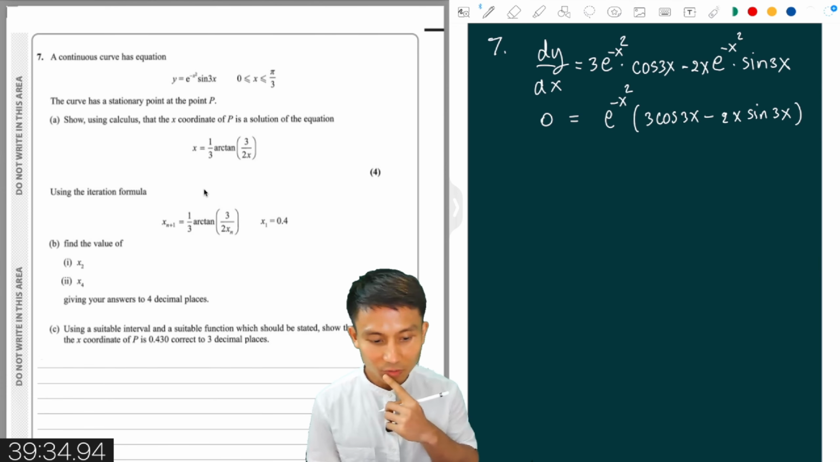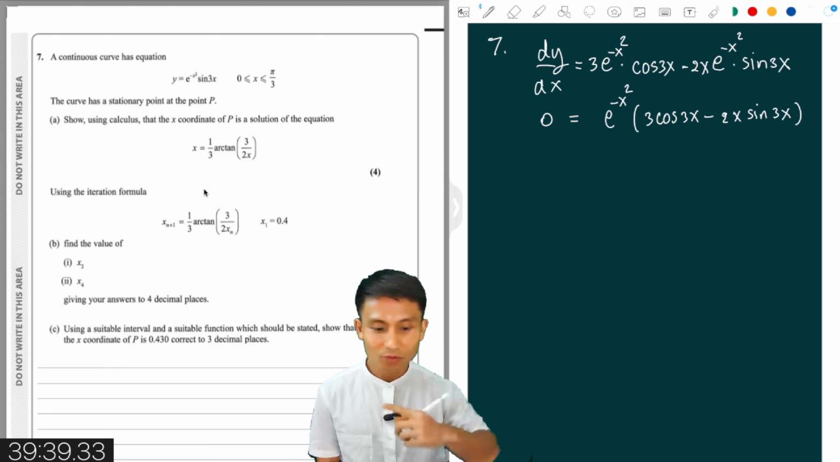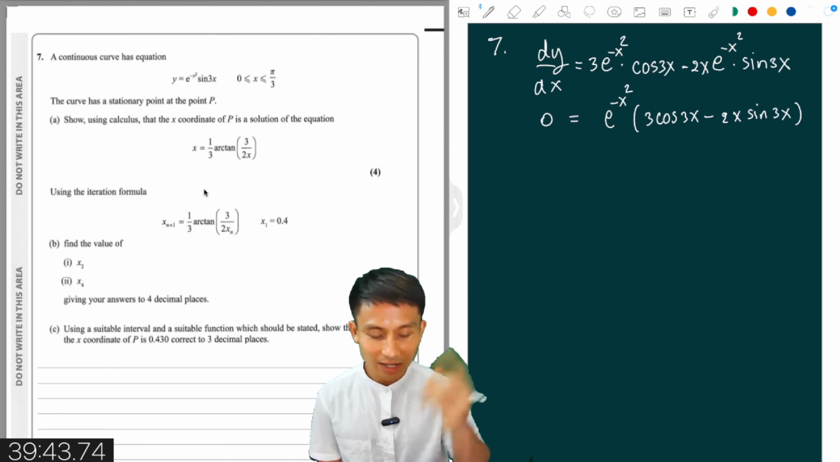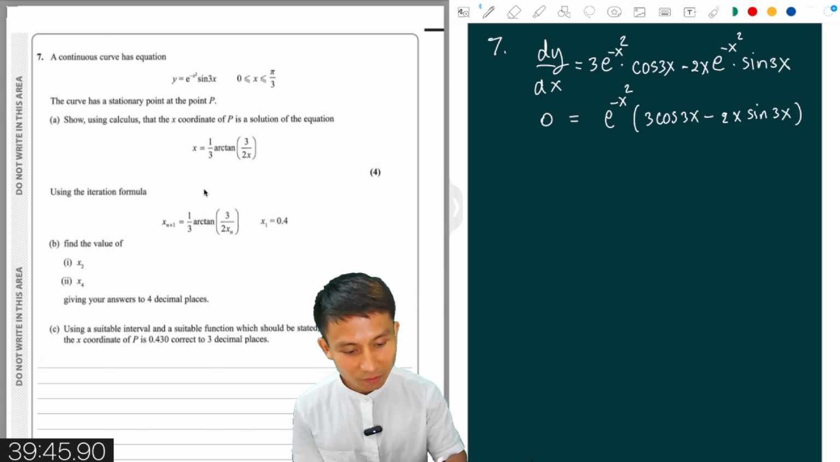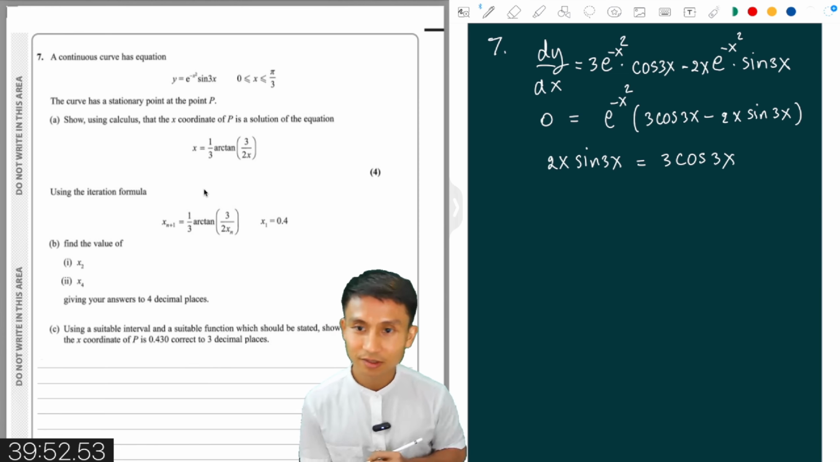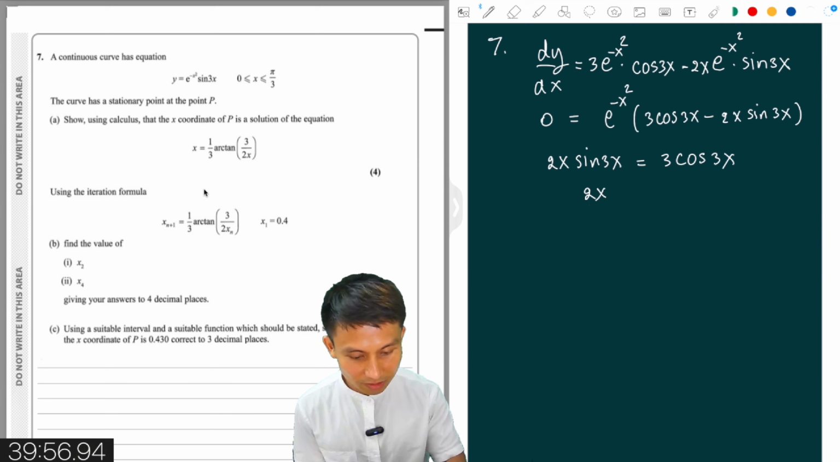So how do we do this? Well, e to the anything is always greater than 0. That means we can cut that out. Just divide that across both sides. And if we move 2x sine 3x to the other side, we're going to get this equation right here. Well, I see tan there, so I'm going to get a tan. So 2x over 3, oh wait, hang on. Should be the other way around. So sine 3x over cos 3x equals 3 over 2x.